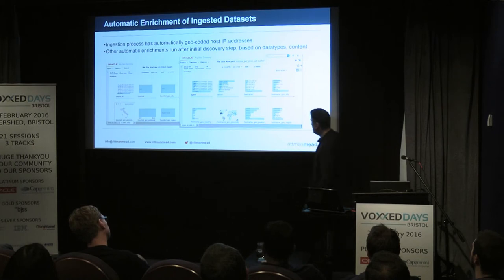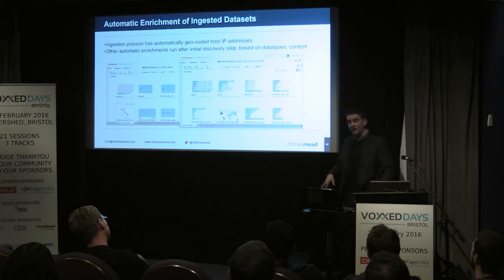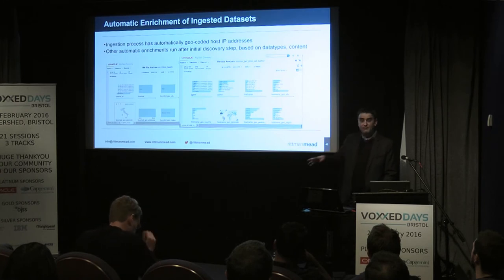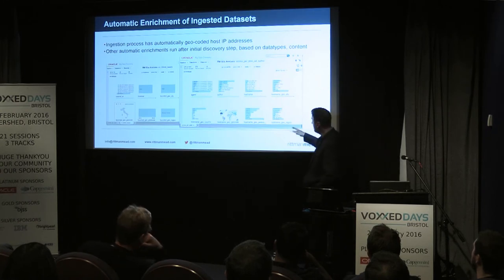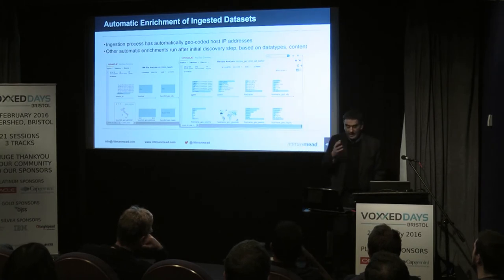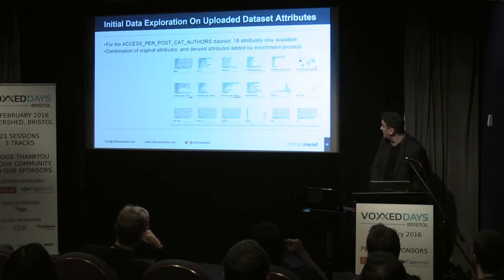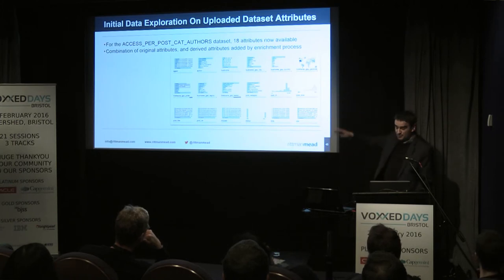When I'm doing things manually in Hadoop, one of the things that can take quite a lot of time is basic stuff like working out from an IP address the geographic location of the person who tweeted or visited our website. This will automatically take an IP address and create a geocode out of it. It'll also do things like sentiment. There's an example here of stuff it's put in.